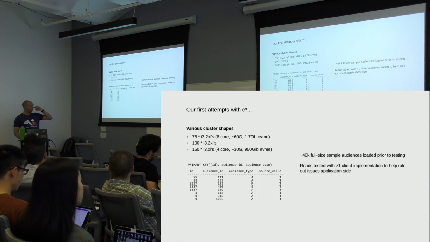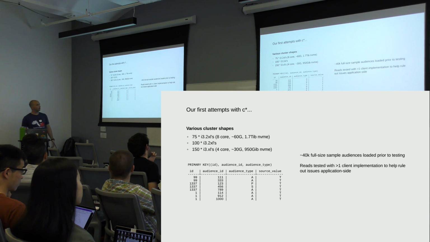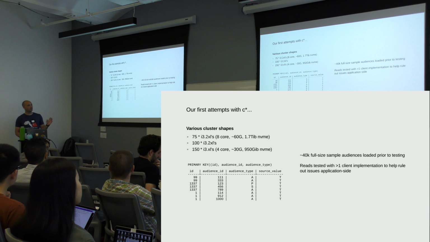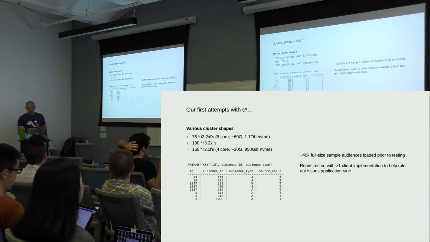And this is our schema right here. We have ID, which is numeric, the audience ID as well. Audience type is going to be an enum, and then our source value is alphanumeric. It's all T for true in this use case. So we loaded 40,000 full-size sample audiences. We have 60,000 in practice, and we just tried to see how it would perform in a read scenario.